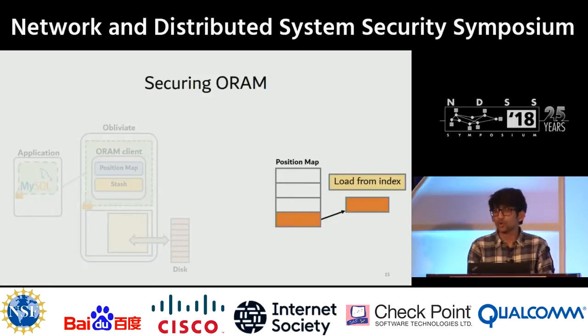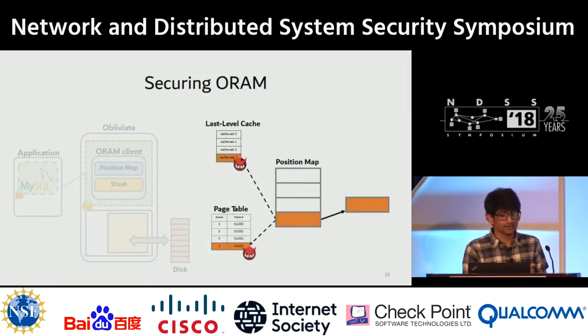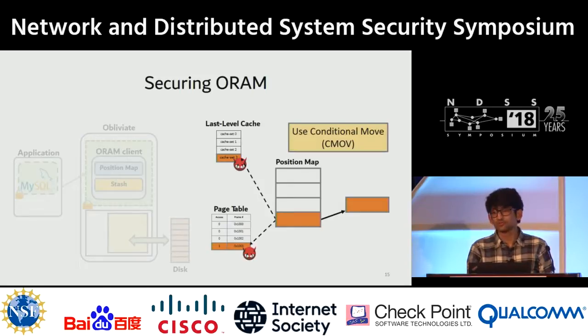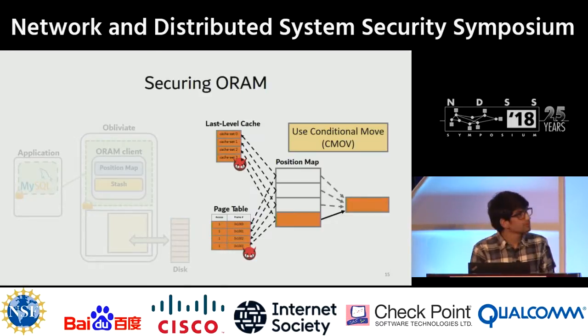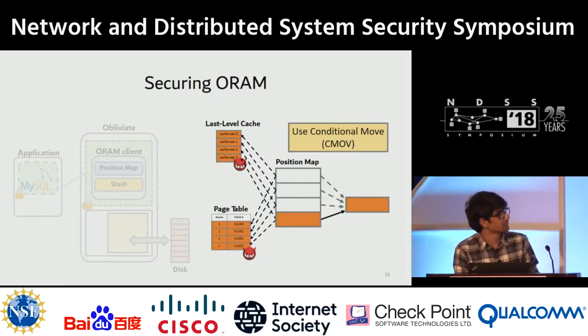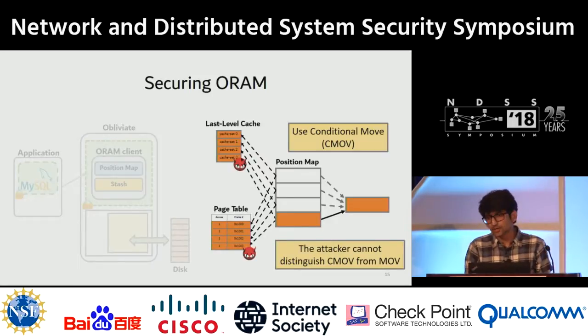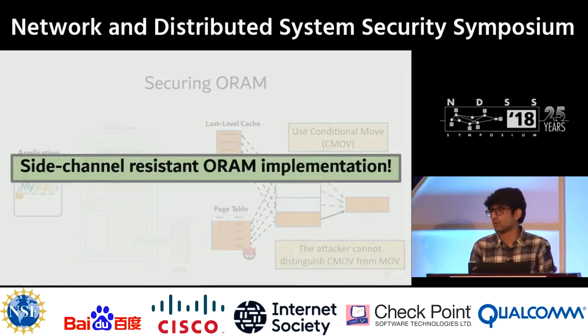So for example, if you want to load an index from the position map, you're going to definitely leave some memory traces in the page table and the cache, which can be used to defeat ORAM. So what we do is we use conditional move. Conditional move is an x86 instruction, which provides either real or fake access based on a flag. But despite real or fake access, it leaves the exact same memory traces. So as a result, from the attacker's perspective, we will be accessing every single index within the position map. So the attacker cannot distinguish, any memory-based attacker cannot distinguish CMove from move. And therefore, we have a side channel resistant ORAM implementation.